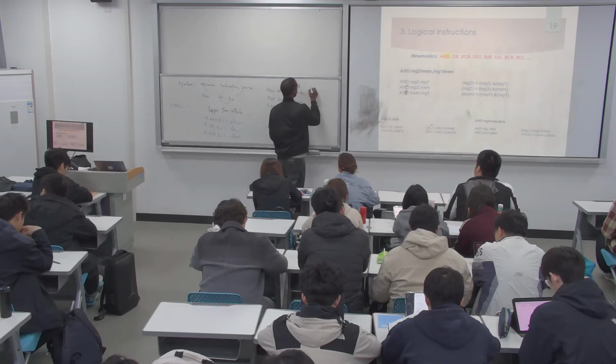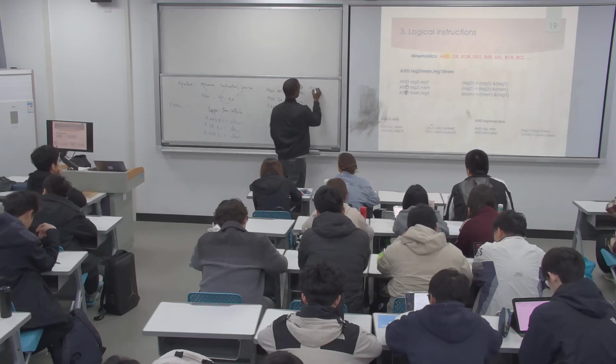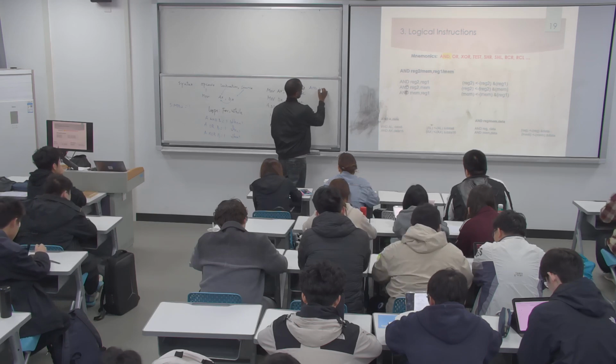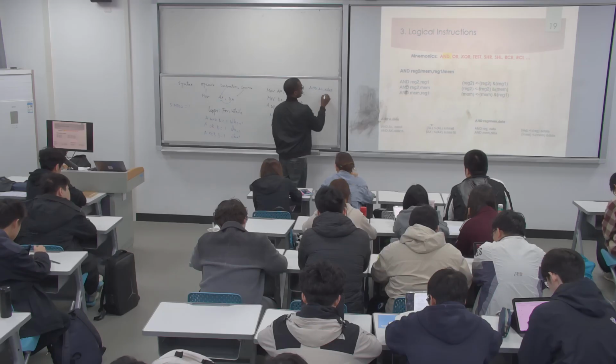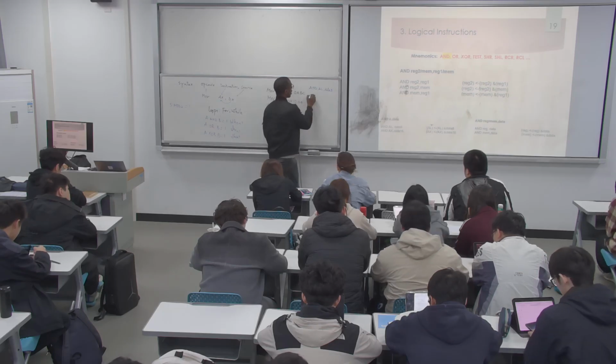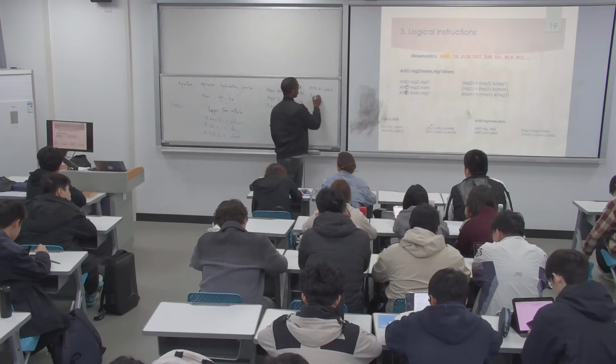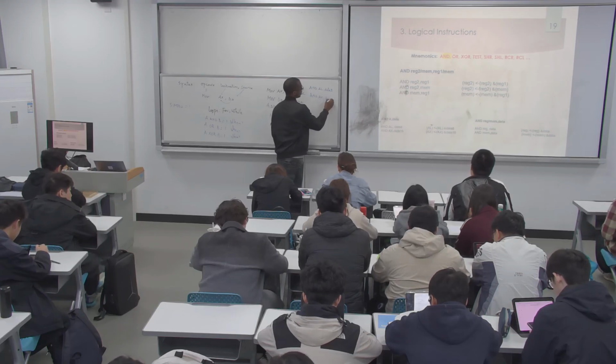We have AND AL, data 8. This means that we have an 8-bit data. We can also have AND AX, data 16. This means that we have a 16-bit data.